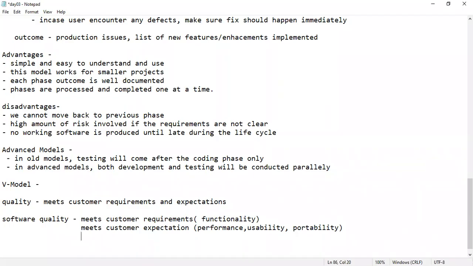Next one, cost of software. Cost of software means initial bidding. We have estimated something, but if the budget exceeds, then we have to think very carefully. That means we should not waste our client's budget.